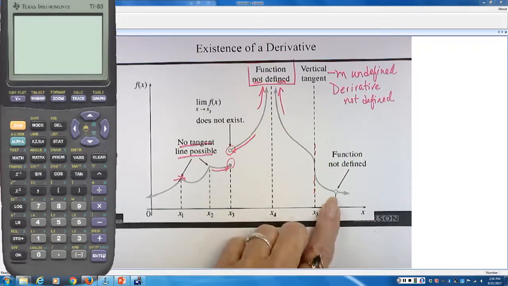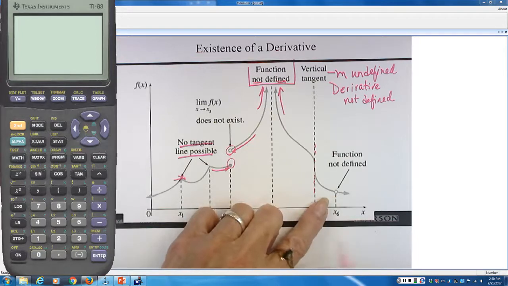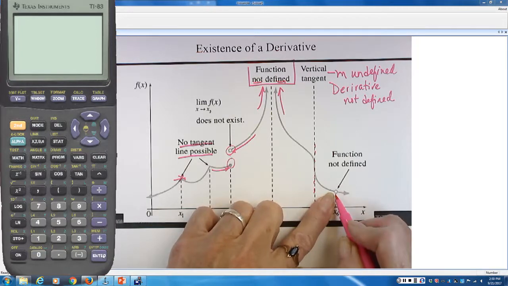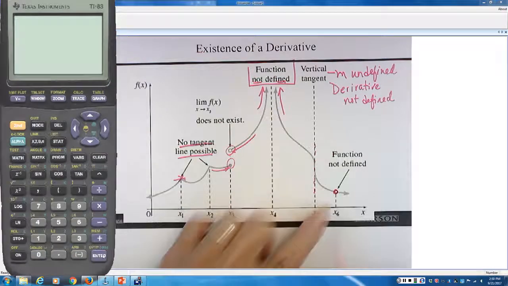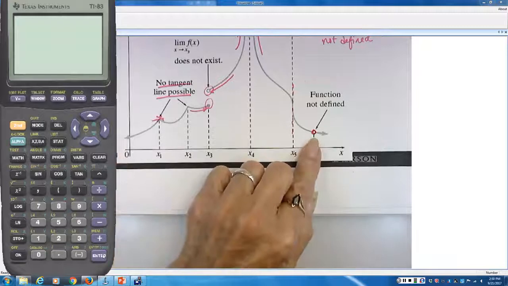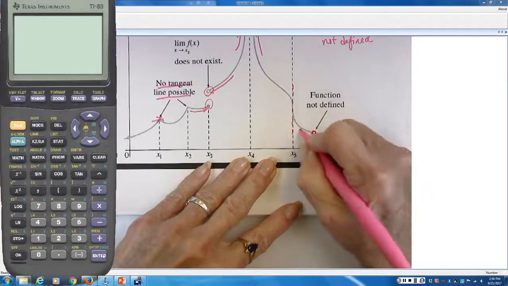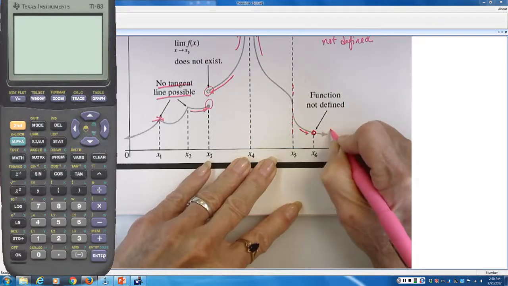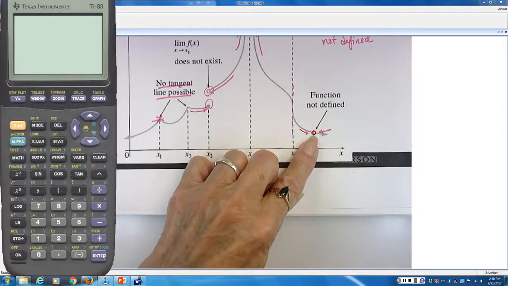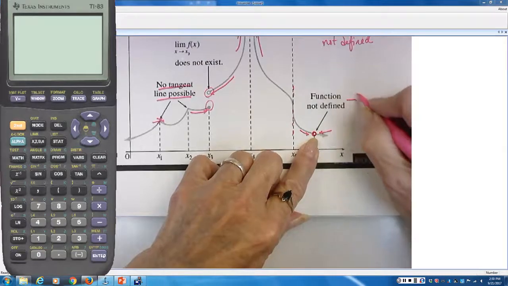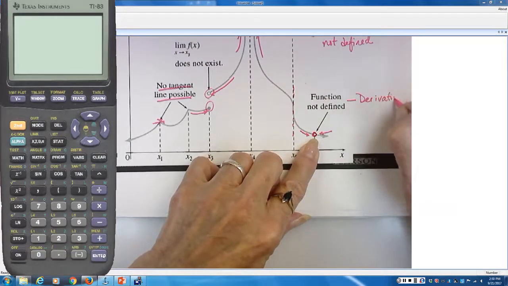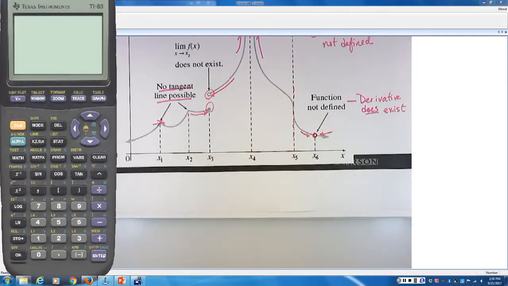Here the function is not defined, but now here's the only place it's going to mess with your head. Is the function continuous here? Nope. It's got a hole in it. Right there. It's got a hole. So it's not continuous. But what you're going to find out is that the derivative, because your left-hand limit and your right-hand limit come together at the same point, the function is not defined. But the derivative does exist. That's because your limits matched.